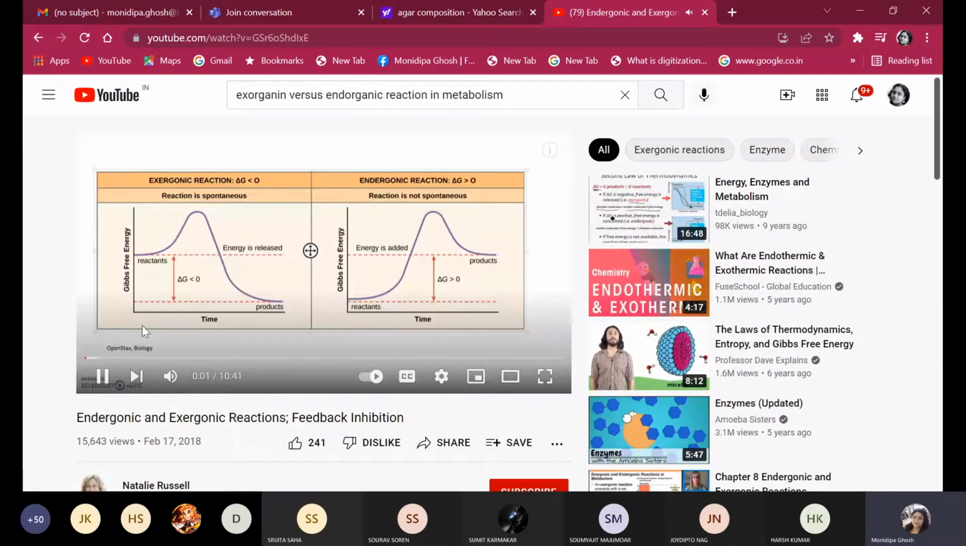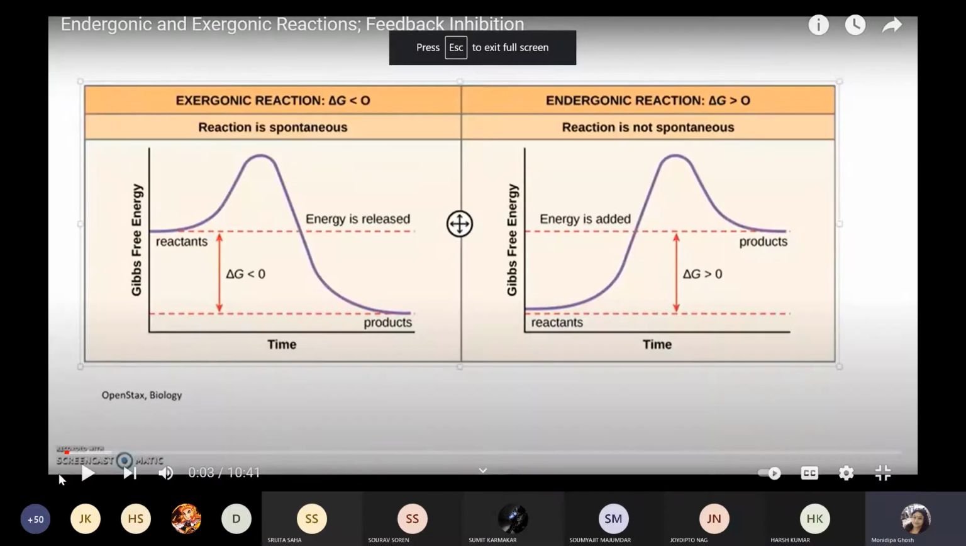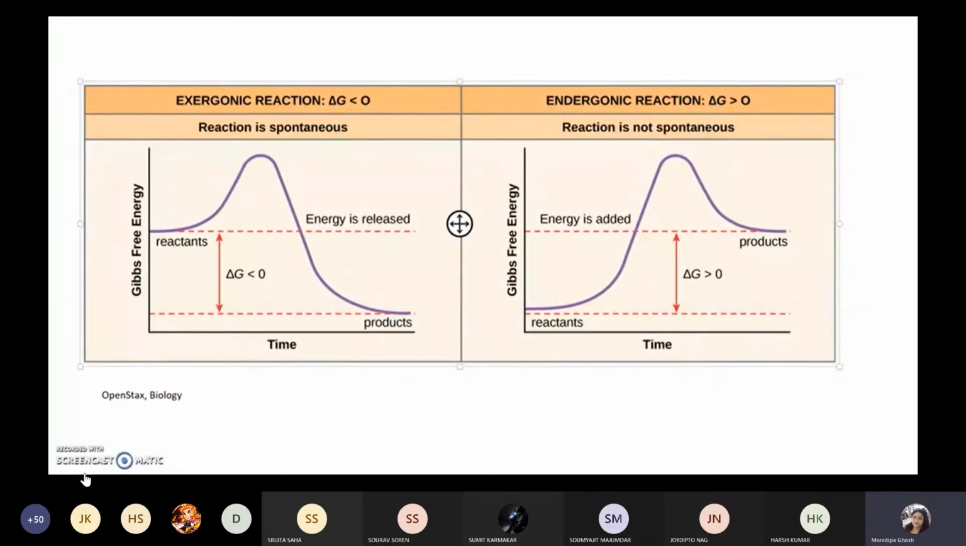So let's talk about two different types of reactions. Can you see the video? New one. Two graphs are seen. Yes, ma'am. Just check. That can occur in a cell. The first is the exergonic reaction, and the second is the endergonic reaction.